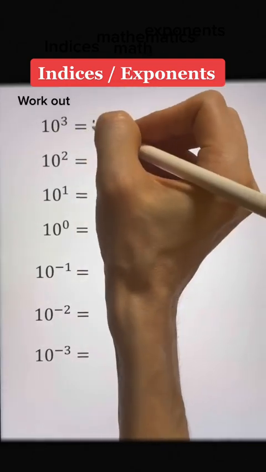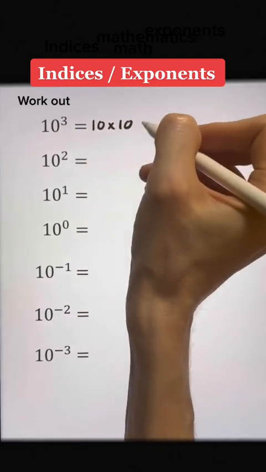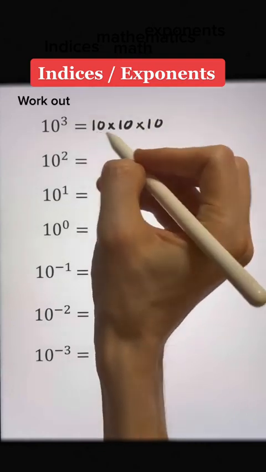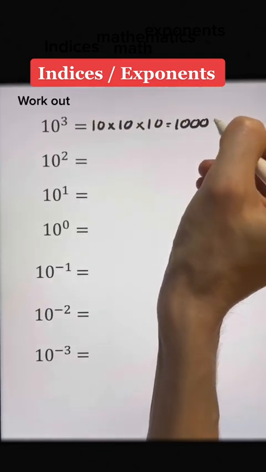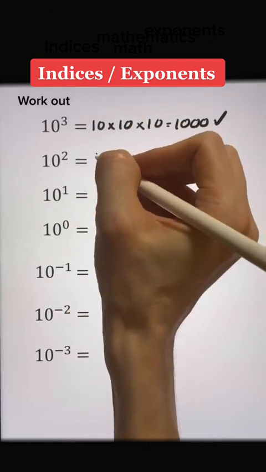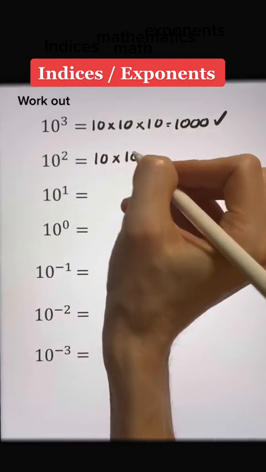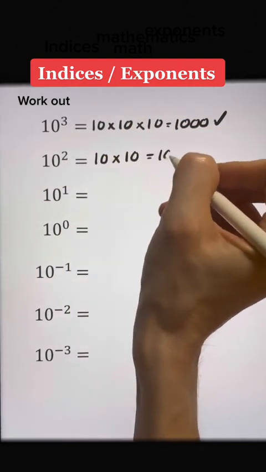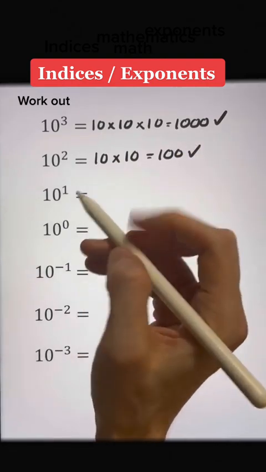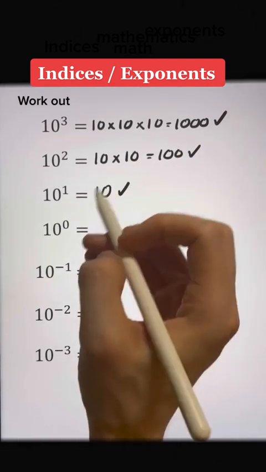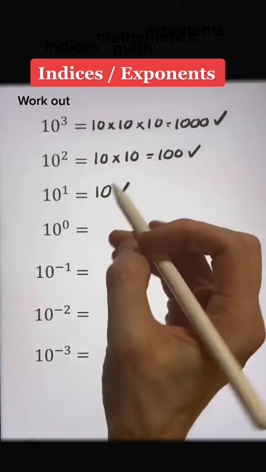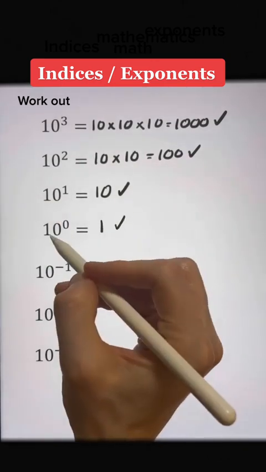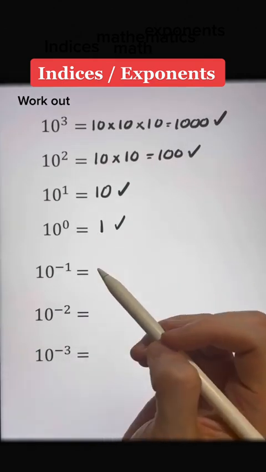10 cubed is 10 multiplied by itself twice. 10 times 10 is 100, and 100 times 10 gives us 1,000. 10 squared is 10 multiplied by itself, and 10 times 10 gives us 100. 10 to the power 1 is simply 10. Anything to the power 1 is just simply itself. 10 to the power 0 equals 1, as anything raised to the power 0 is just equal to 1.